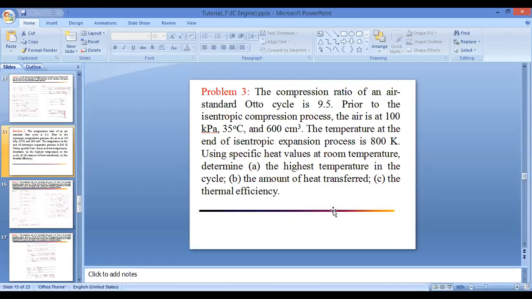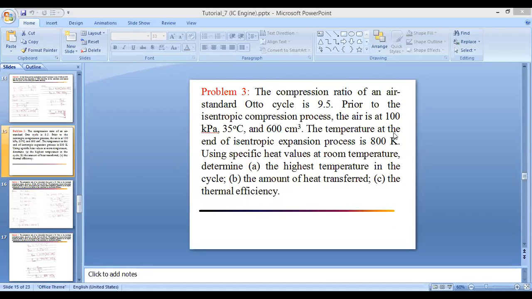Now the next numerical is: the compression ratio of an air standard Otto cycle is 9.5. Prior to the isentropic compression process, the air is at 100 kilopascal, 35 degrees centigrade, and 600 centimeter cube. See, again, the numerical is for the Otto cycle. Compression ratio R is given, which is 9.5 prior to the isentropic compression process.